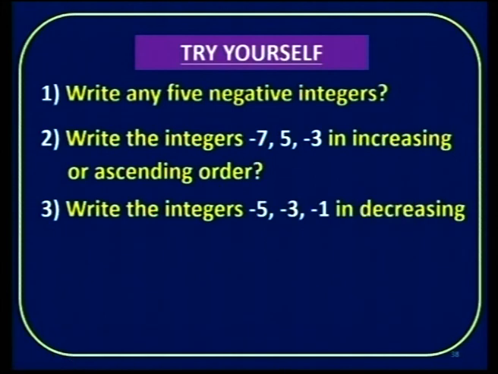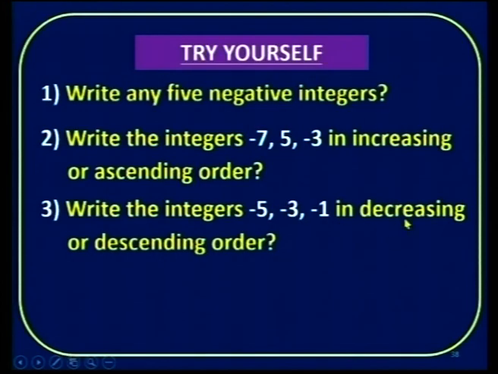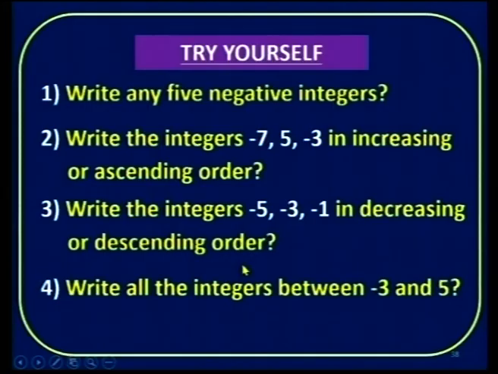Write the integers minus 5, minus 3, minus 1 in decreasing or descending order. Here also the same, you have to select these 3 numbers. You can use the number line and try to write them in decreasing or descending order. Write all the integers between minus 3 and 5. Children, here you have to answer the integers between minus 3 and 5.